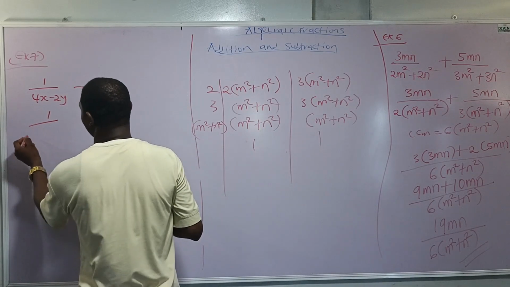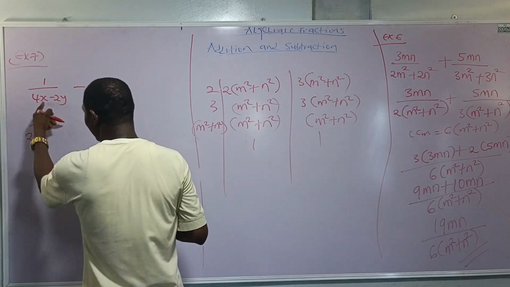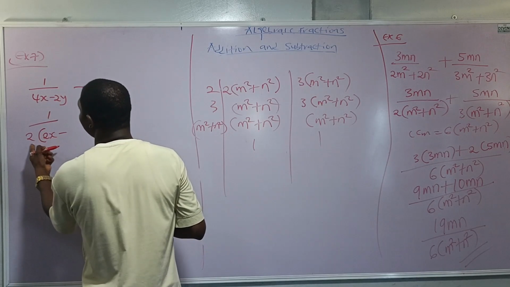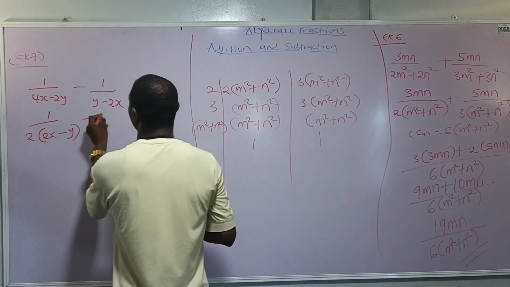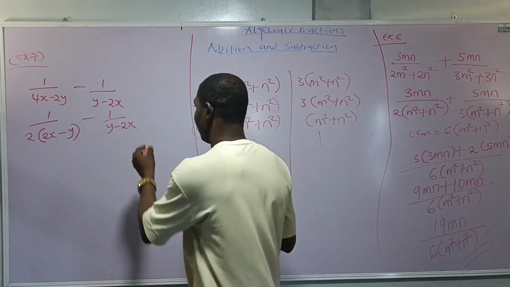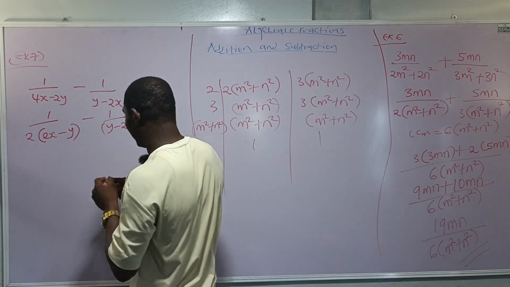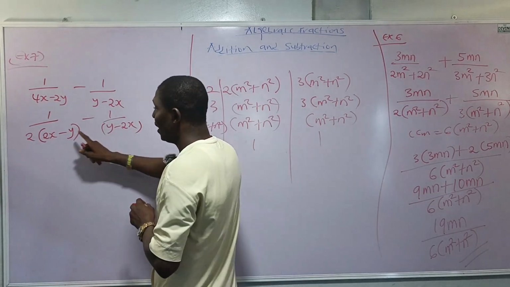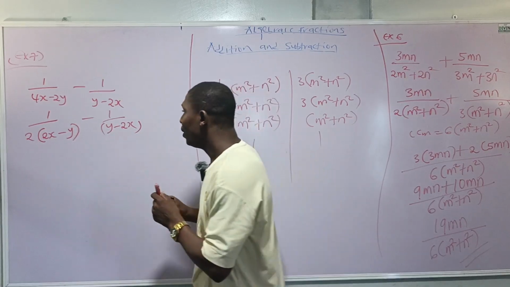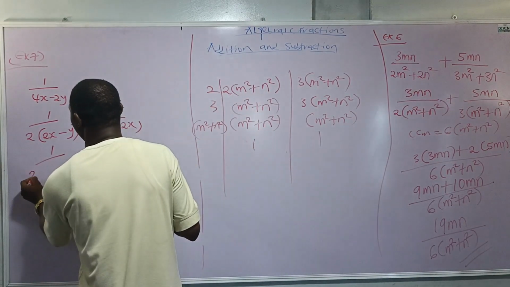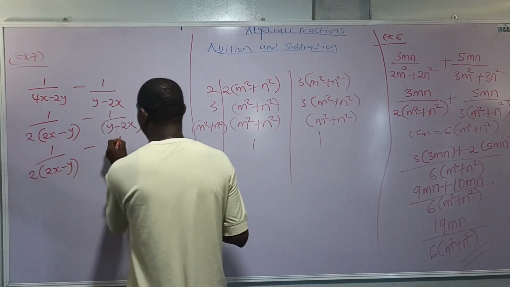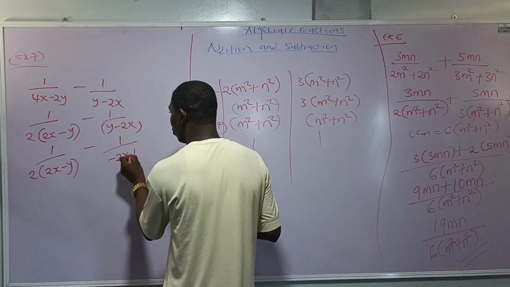I'll have 1 open bracket, 2 is common, so 4x divided by 2 gives me 2x, minus 2y divided by 2 gives me y, minus 1 all over y minus 2x. Now if you observe again, this is positive 2x, this is negative 2x, and this is negative y, this is positive y. I'll try to rearrange. I'll have 2 brackets. Let this here remain the same, and here become negative 2x plus y.